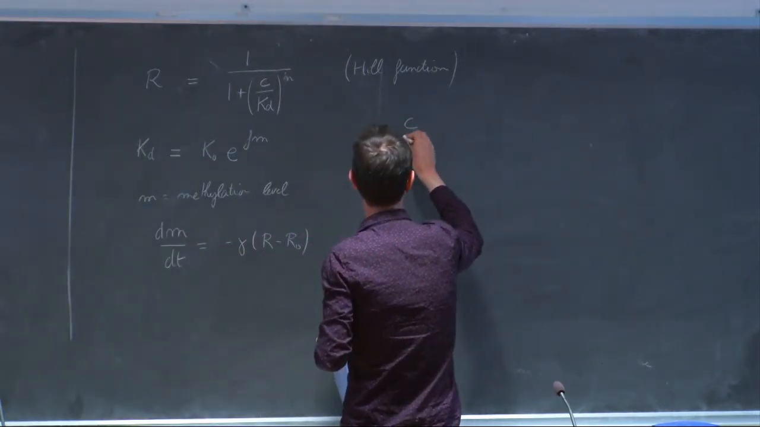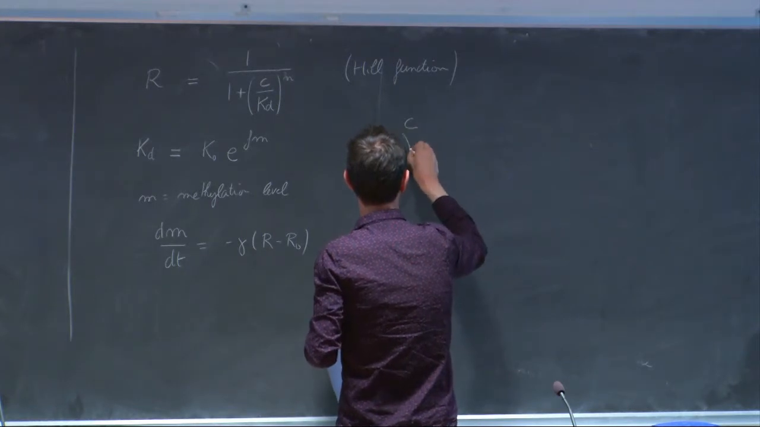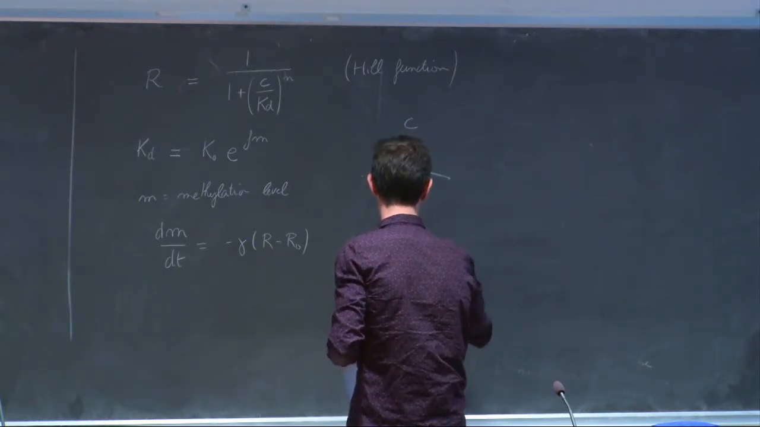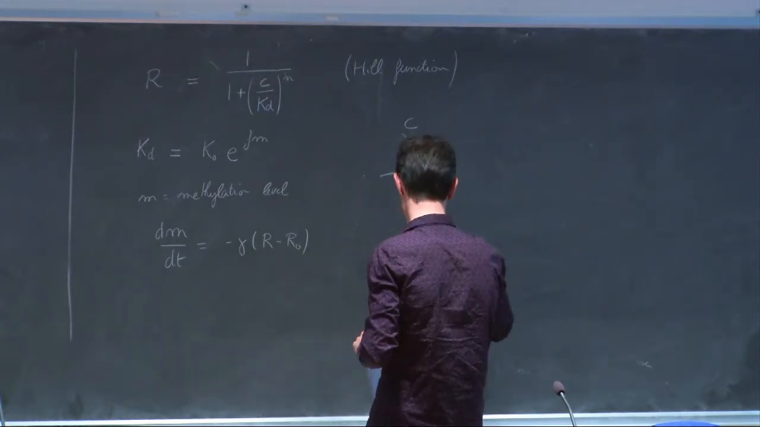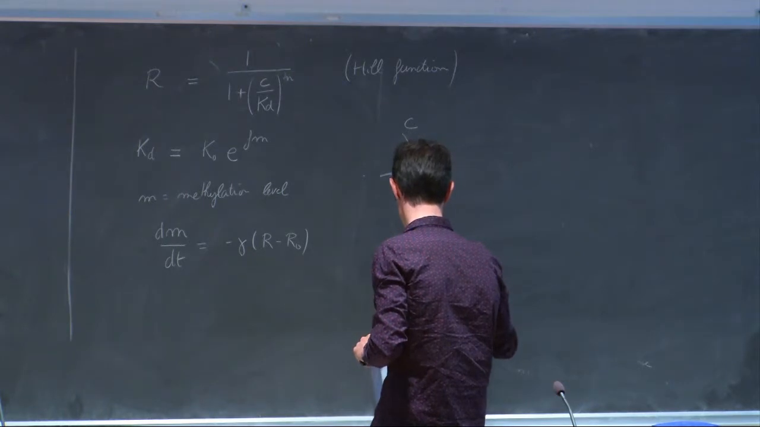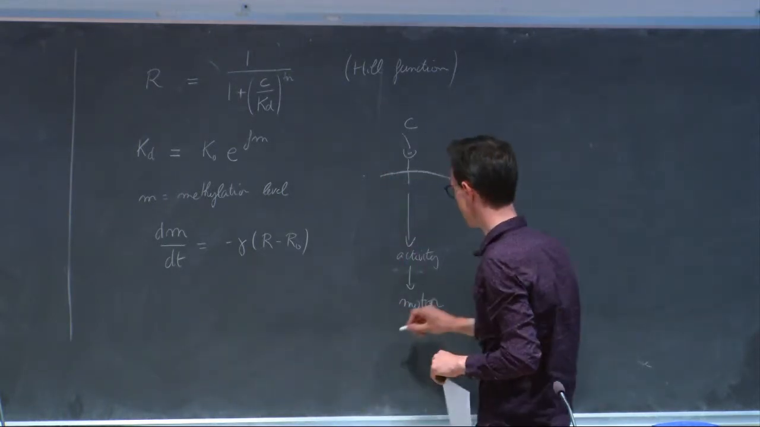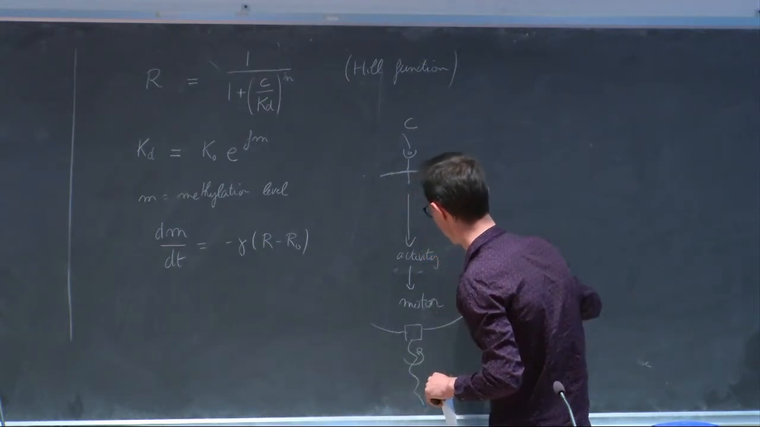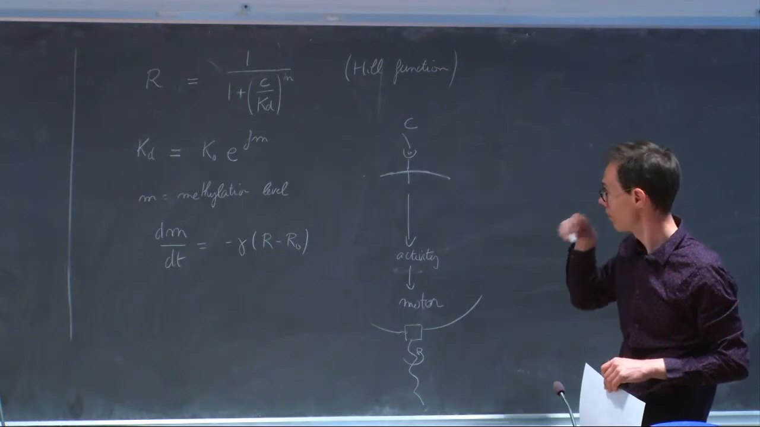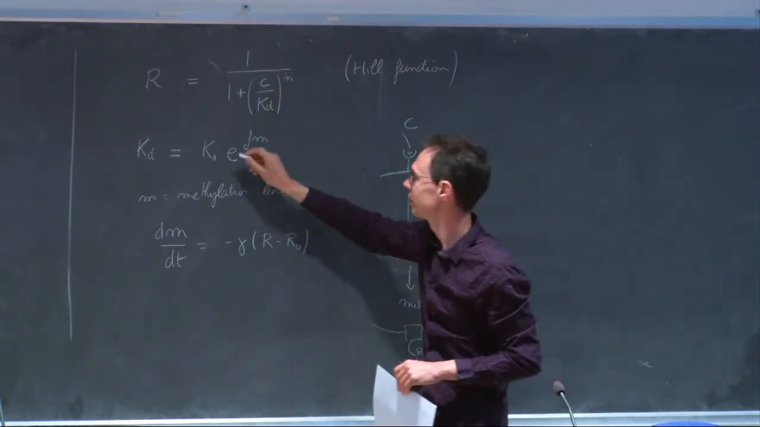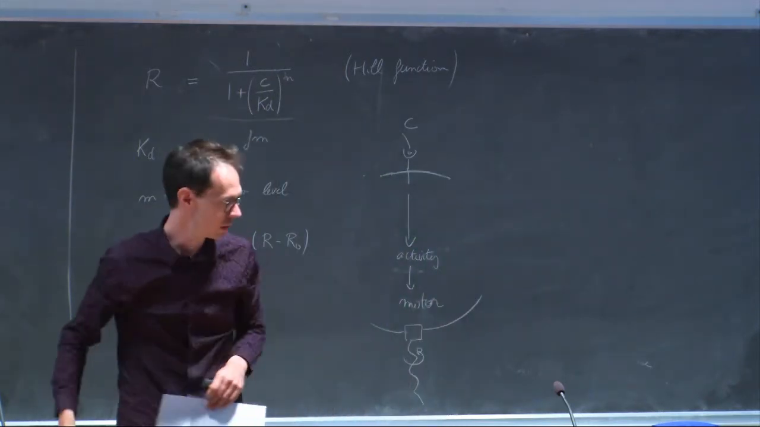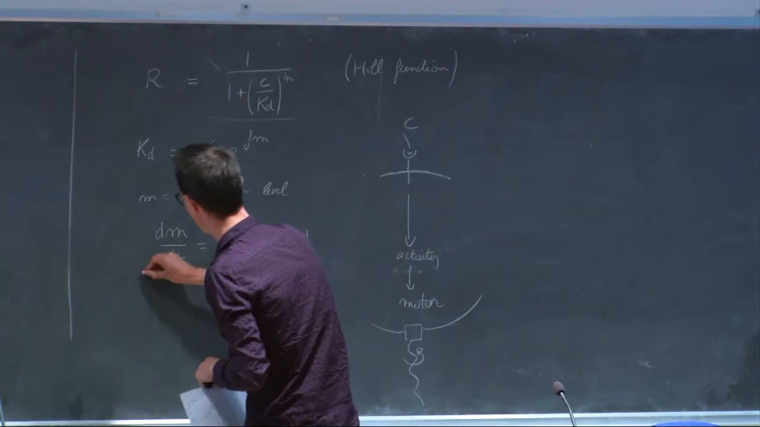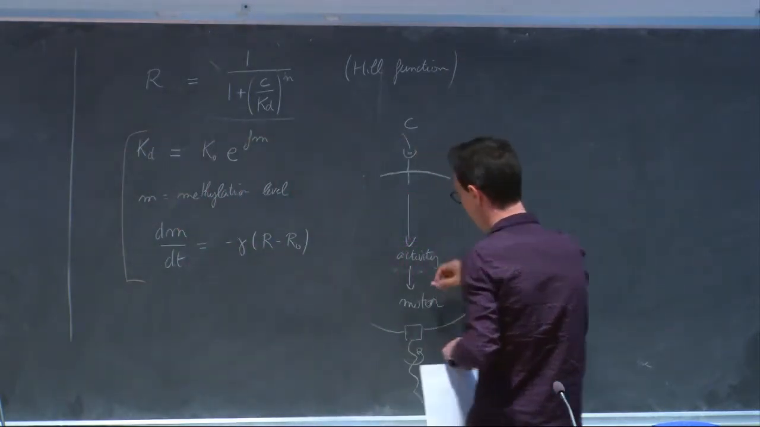Like if you like, you have the concentration of the ligands here, right? Then this goes, you have activity, which is basically the level of these messenger proteins inside the cell. And here you have the motor that controls the flagellum, okay? So what I wrote here is just this part. That's the activation part. Now you have this part, which is the feedback.